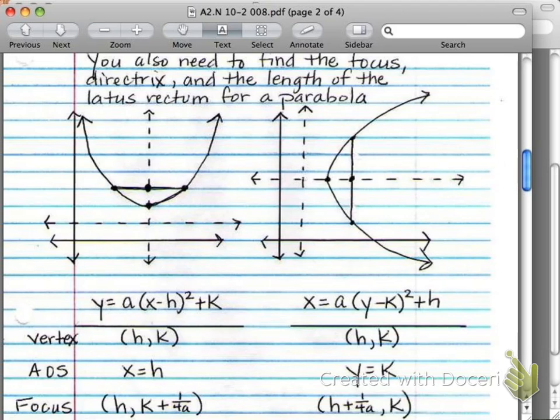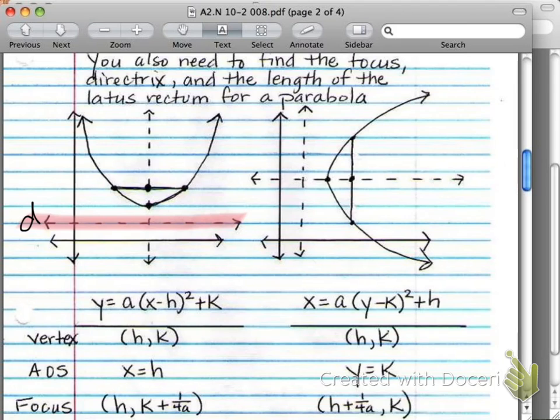Now, in addition to finding the vertex, axis of symmetry, and which direction it opens, up or down, we're also going to need to find the focus, which is our new deal, the directrix, which is our new deal, and the length of the LR for a parabola. So let's take a look at what we're talking about here. This line right here is our directrix. I'm just going to label it with the D. In your notes, I would actually write the word directrix.